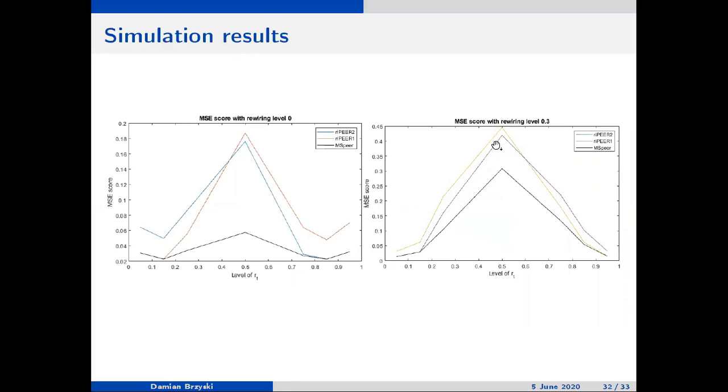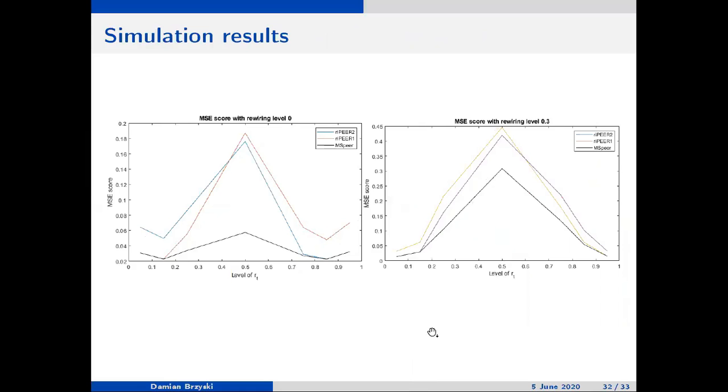Okay, so also with some rewiring level, we can see a similar situation. We are not winning here so much as before, but still the Aimer is the best of these three approaches.